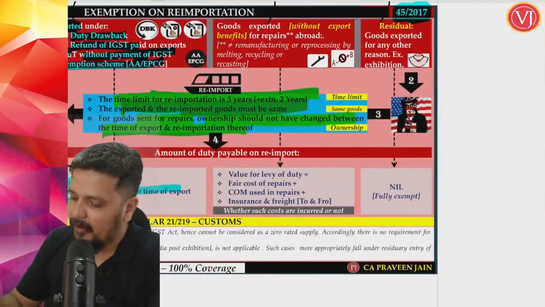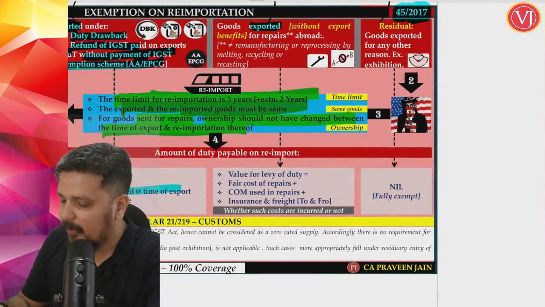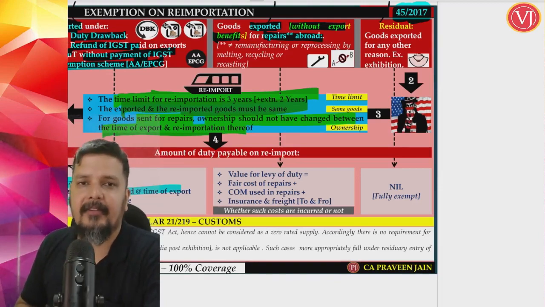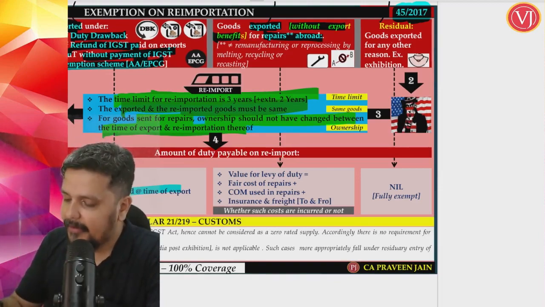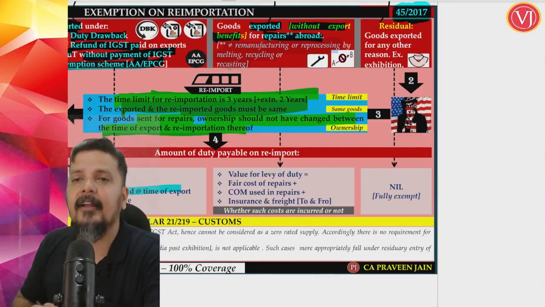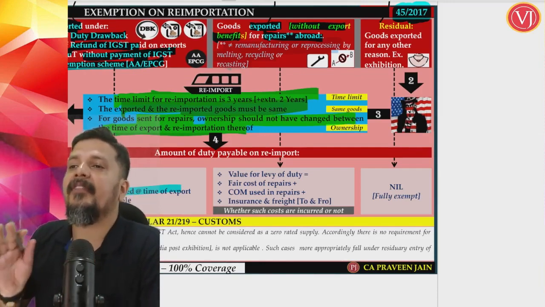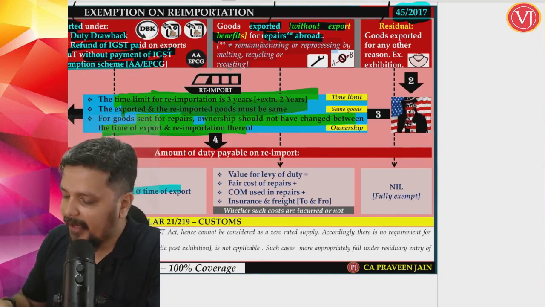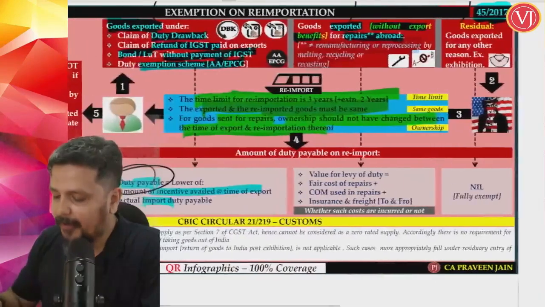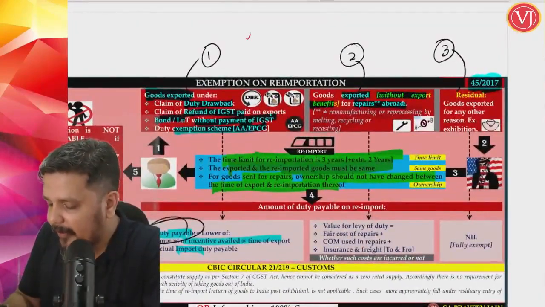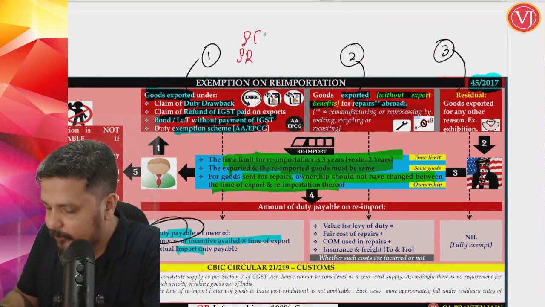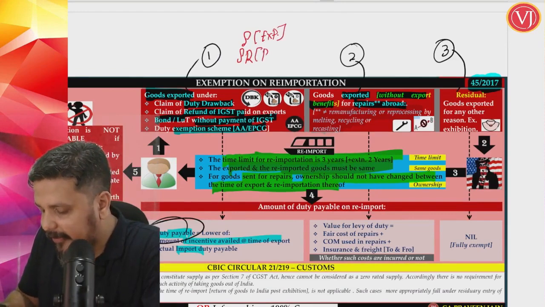Now what is the second scenario? The goods are exported without any export benefits for repairs. For mere repairs. This should not amount to remanufacturing or reprocessing by melting, recycling or recasting. Now understand the scenario. If I were to explain the first situation in a very simple way, there was a sale, export, and there is a sale return, re-import.